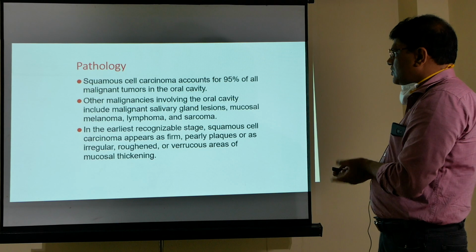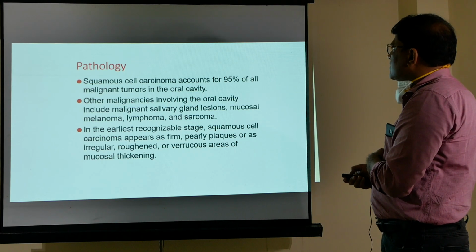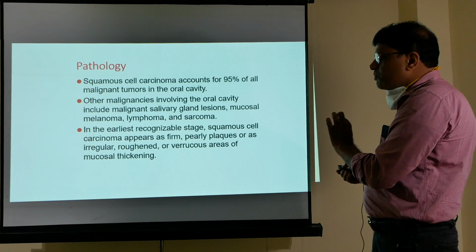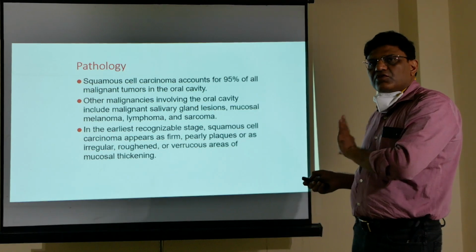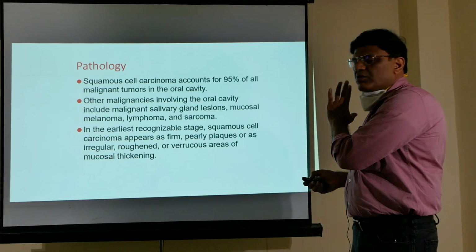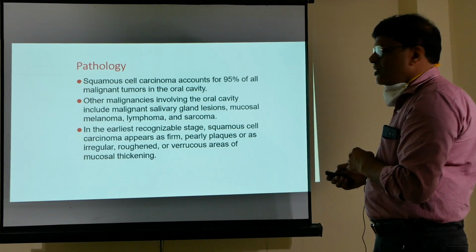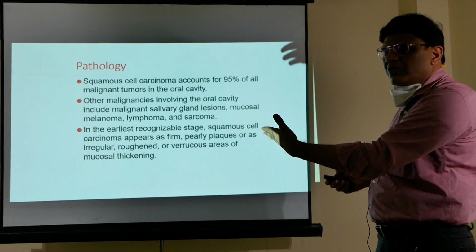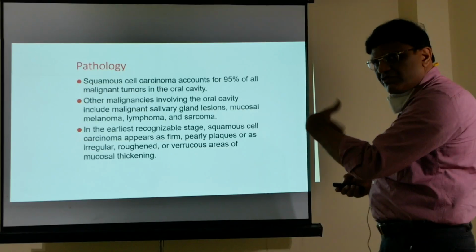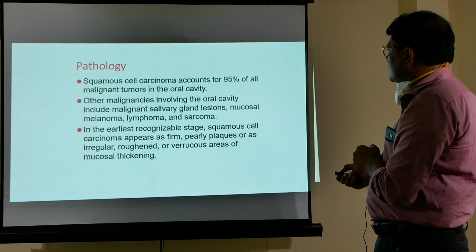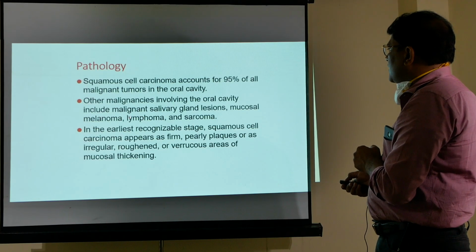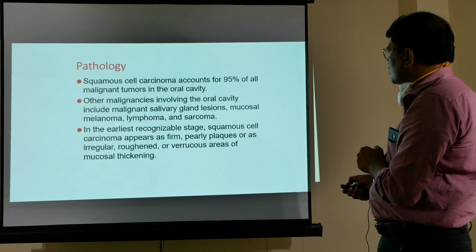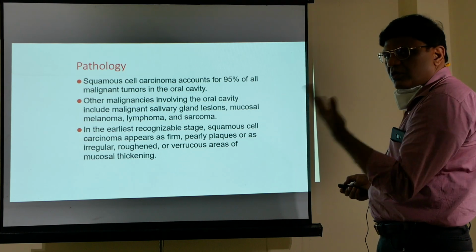Now if you see the pathology, squamous cell carcinoma accounts for 90% of all malignant cancers. There is no adenocarcinoma, only squamous cell carcinoma in the oral cavity, because it is usually caused by the irritation of this pan gutka masala and reverse smoking. Other malignancies involving the oral cavity are malignant salivary gland tumors, mucosal melanoma, lymphoma and sarcomas.